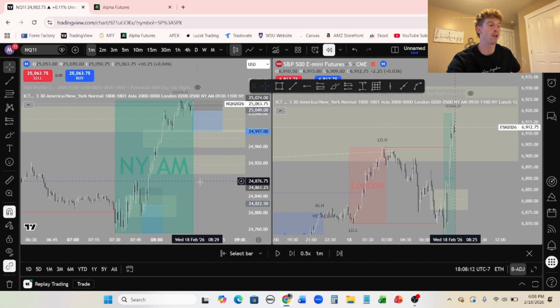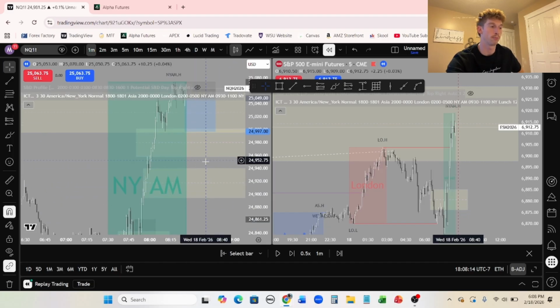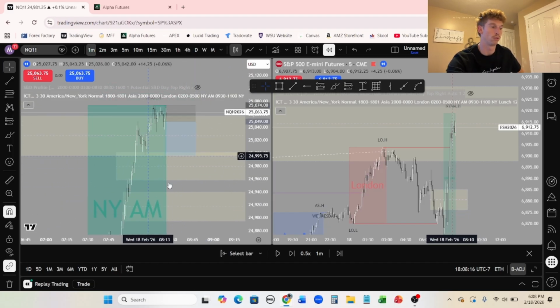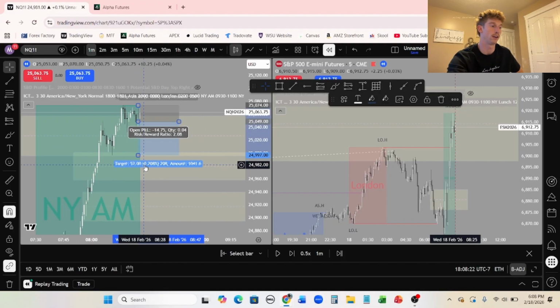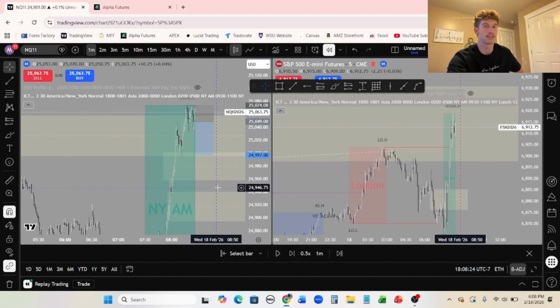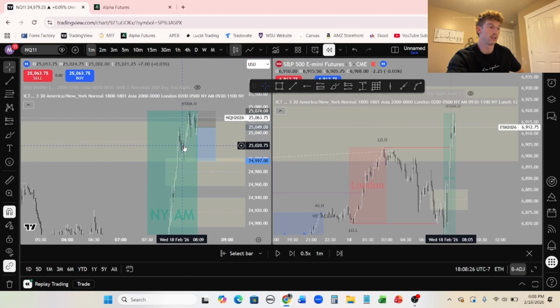And so all I want to do is target the first gap for a take profit, which would be this one right here that I marked. And it also coincides with this low that we put in right here. So hopefully that makes sense. This is why I took this short.